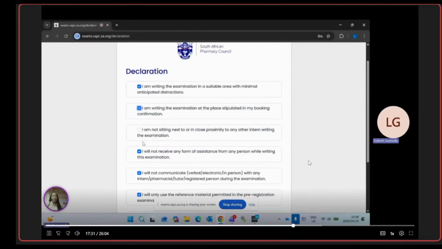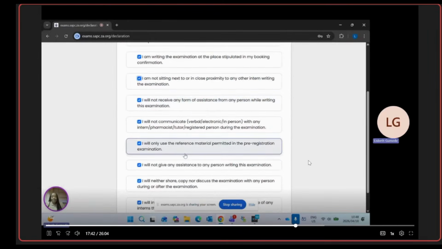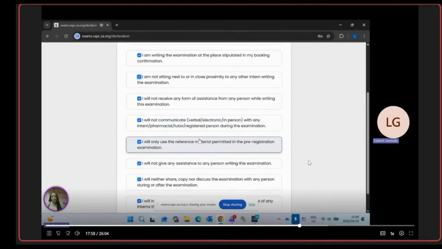Next one, I am not sitting next to anyone. So here you're confirming that you will not be getting any help from anyone. You will not be receiving any assistance from anyone writing the exam and not sitting next to any other intern. You will not communicate, whether it's verbally or electronically, the WhatsApp group, whatever it is, with either a tutor, pharmacist, or any other person who can give any assistance during the examination.